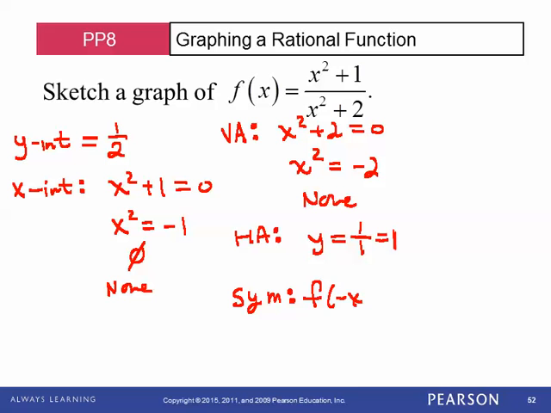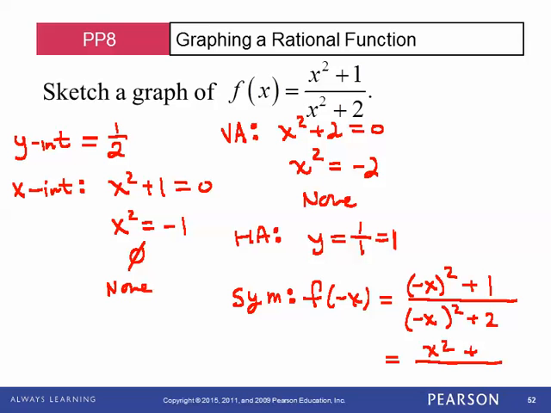Plug a negative in for the x. And what do we get? That same exact equation. Perfect. So that means we have an even function on our hands, and we have y-axis symmetry. Okay, based upon that information, I got a y-intercept of 1/2, no x-intercepts, no vertical asymptotes, a horizontal asymptote of 1, and symmetry. What does this graph look like?